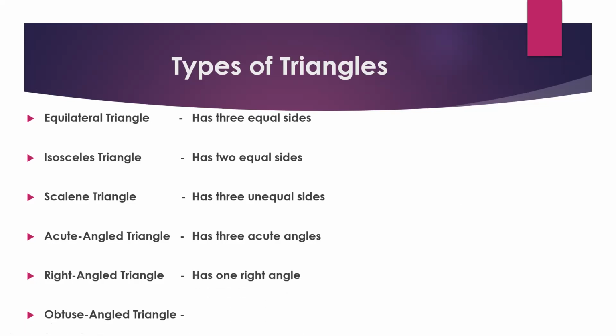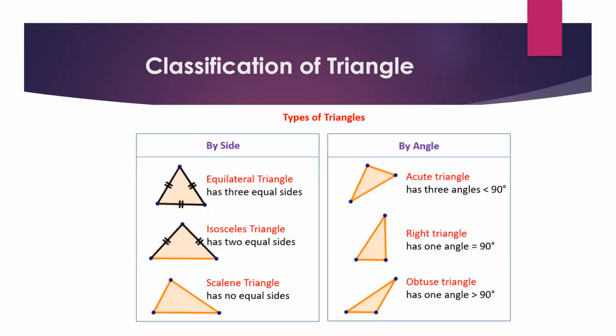Right angle triangle, it has 1 right angle. So we know what a right angle looks like. It's 90 degrees, right? So this triangle has 1 right angle. Obtuse angle triangle, we know what obtuse angles are, right? They're greater than 90, but less than 180. So it has 1 obtuse angle. All right, so these are just some information based on triangles, which of course you would have to put in your exercise books. So here we have some examples of triangles.